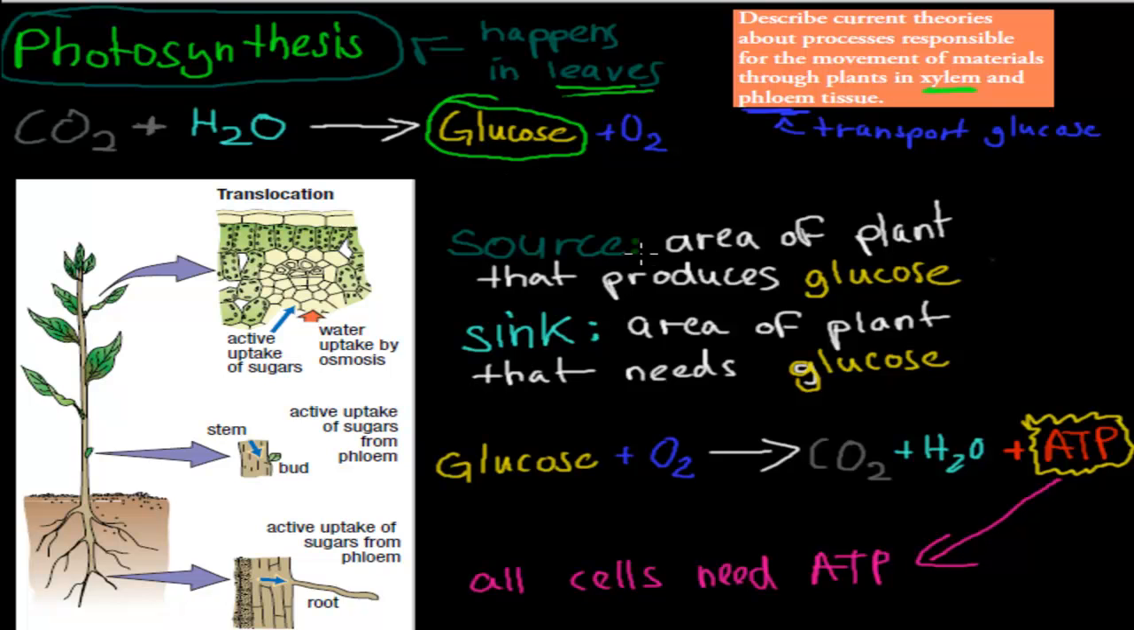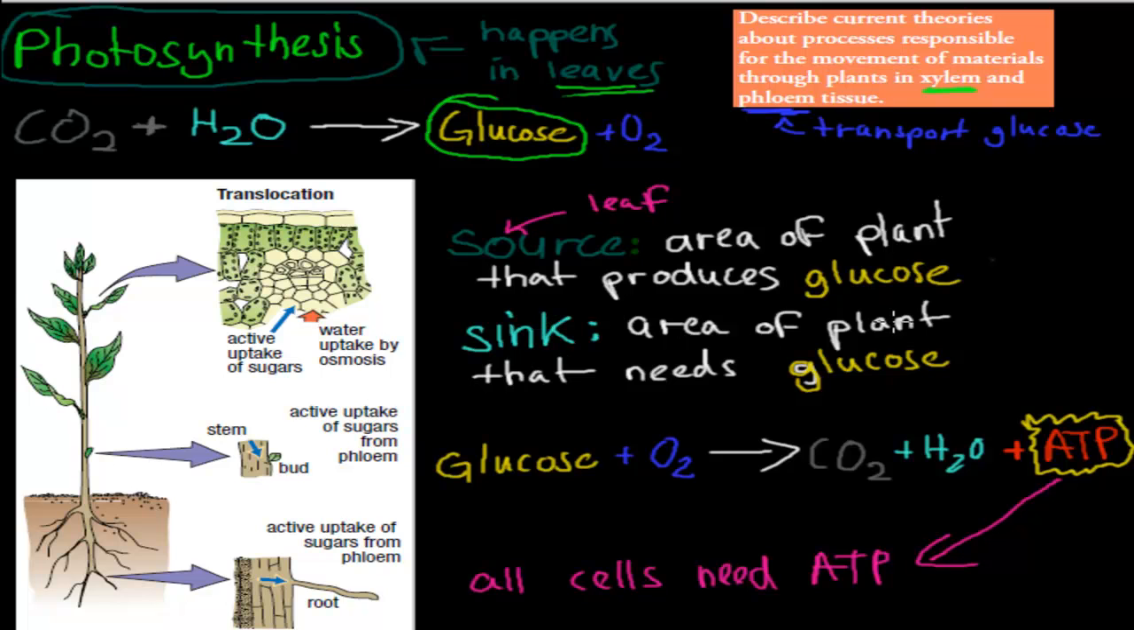So you need to know two terms. You need to know a source, which is the area of the plant that produces glucose. As I mentioned earlier, it's actually the leaves that produce glucose. So the source of plants is the leaf. That's where we produce our glucose.